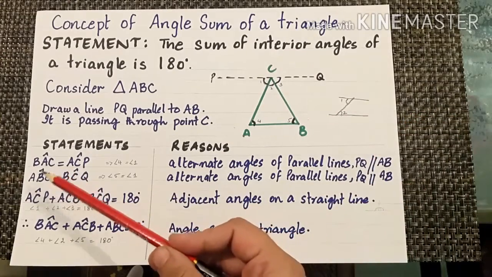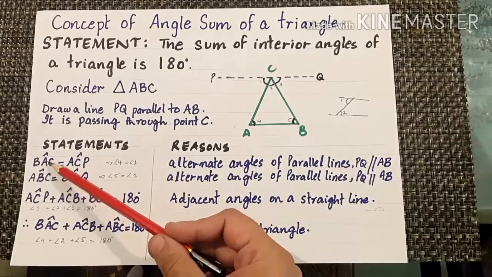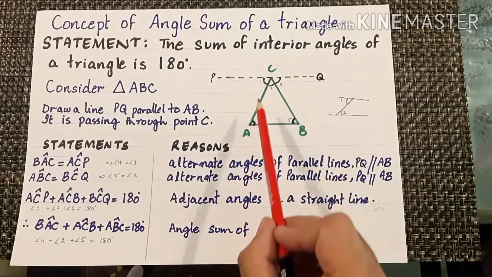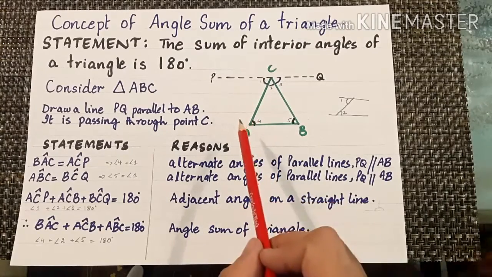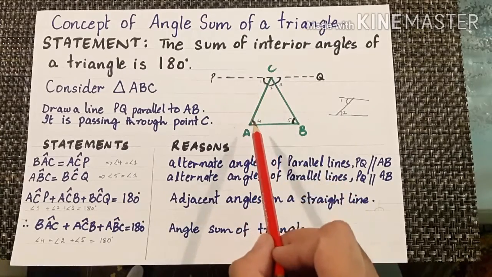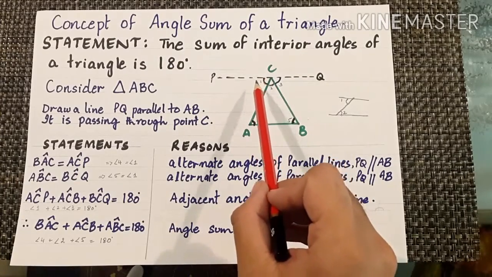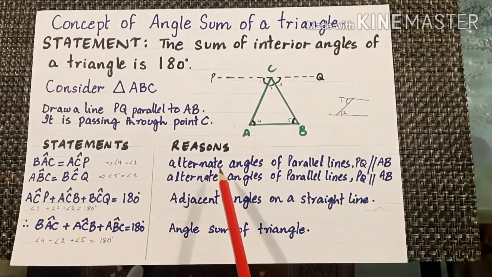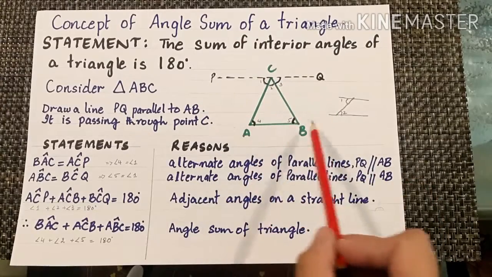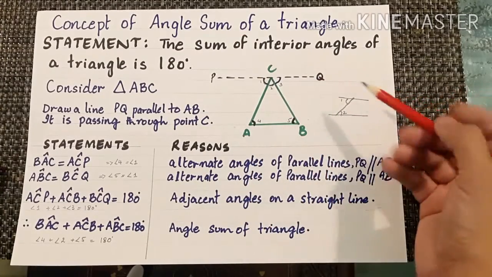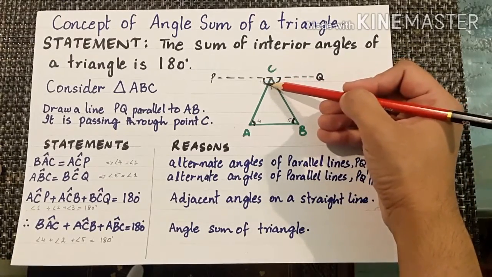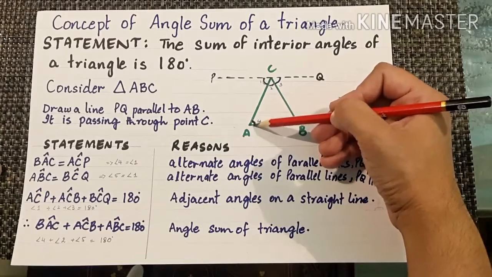So in the statement we write it as angle BAC is equal to angle ACP. Or if we write it like this, angle 4 is equal to angle 1. And the reason is alternate angles of parallel lines, because PQ is parallel to AB, and in parallel lines the alternate angles are equal. So we can see that angle 1 is equal to angle 4.